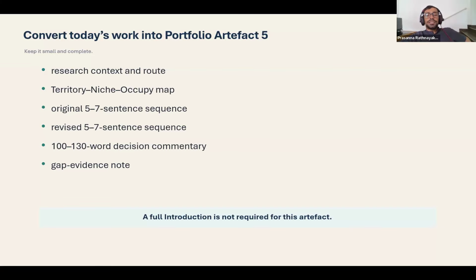What about our ladies? Rashmi, I heard hardly from you. Can I hear from you how you felt about this activity and how you are feeling about writing the introduction? Rashmi from architecture, are you there?